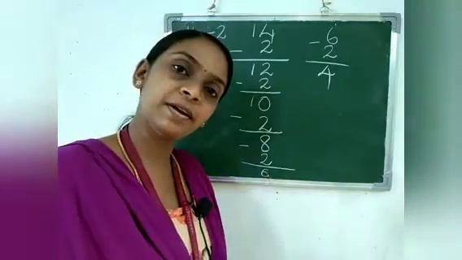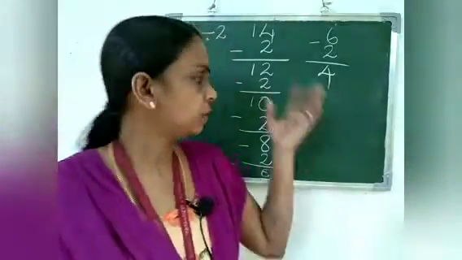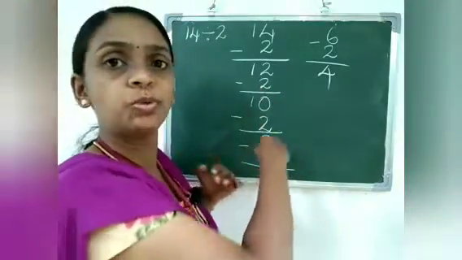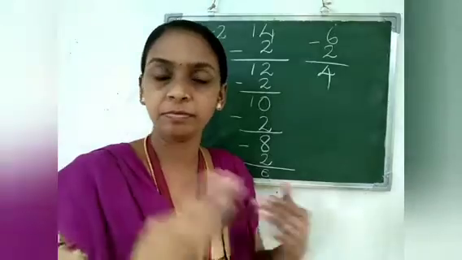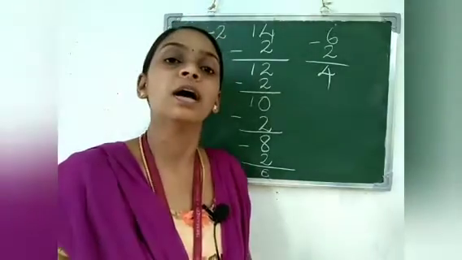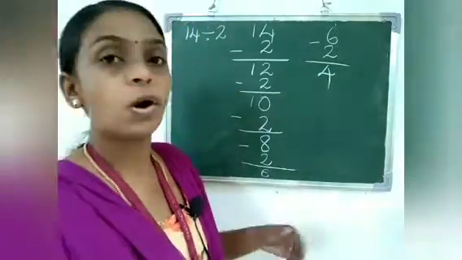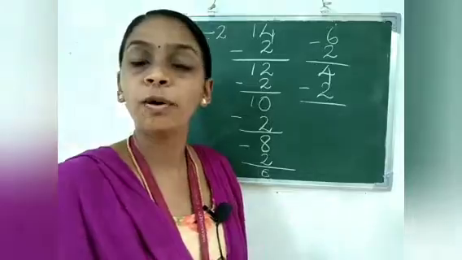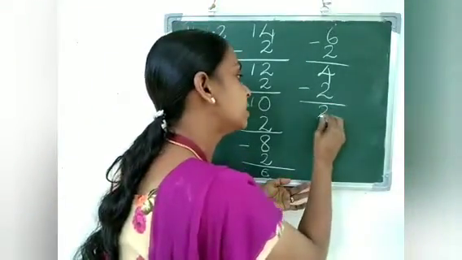Then next step, yes, we have to subtract 2. In all the subtractions we used 2, subtracting 2 from the given answer. By getting the answer we have to subtract 2 from that. So 4 minus 2. What is 4 minus 2? 4 minus 2 is 2.